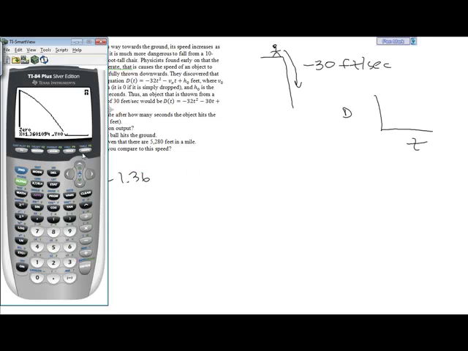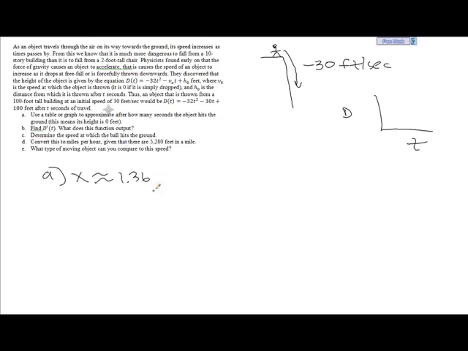If you did it in your table, you could start plugging in some inputs and see that initially it's at 100 feet, half a second later it's at 77, 1 second later it's 38, and after 1.5 seconds it's gone through the ground basically. So it has to be somewhere between 1 and 1.5 seconds.